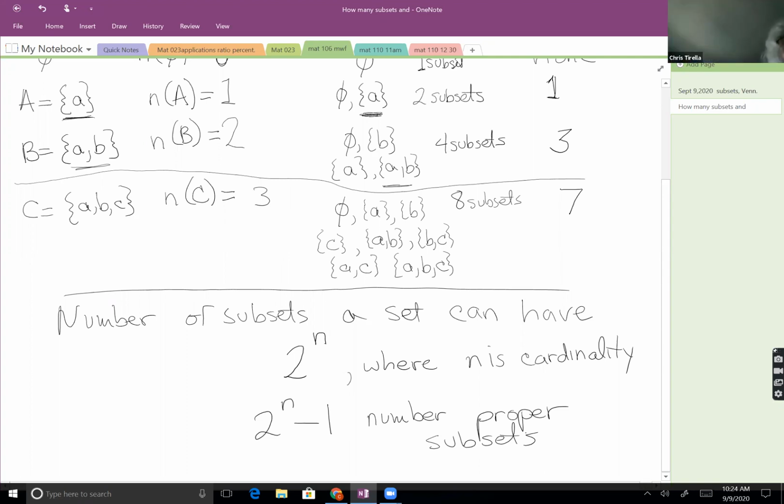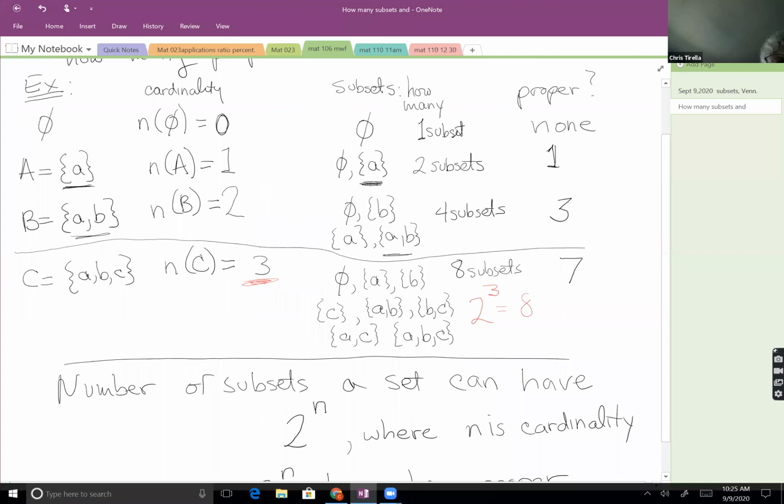I want to backtrack for a minute. If I had 3 elements, the number of subsets should be 2 to the third. Well, 2 to the third is 2 times 2 times 2, which does give me 8. When I had 2 elements, the number of subsets is 2 to the second, which is 4. When I had 1 element, the number of subsets is 2 to the first, which is just 2.